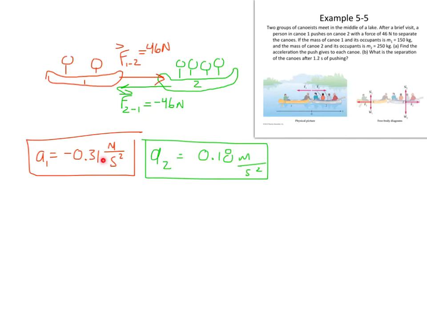All right, so here's where we need to take our knowledge about the net force. So we should say the net force on canoe 1 equals the mass of canoe 1 times the acceleration of canoe 1. All right, and net force on 2 equals the mass of 2 times the acceleration of canoe 2 right here.